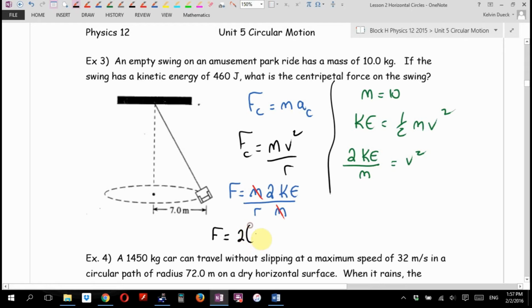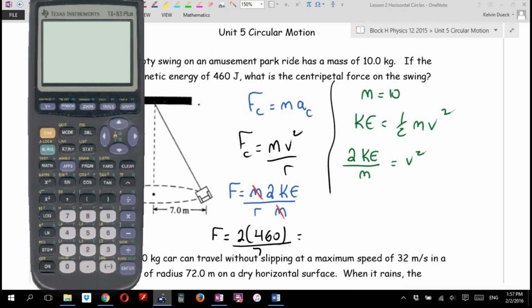2 times 460 divided by 7. Cool. You know what? 131 newtons. I'll go to 3 sig figs.